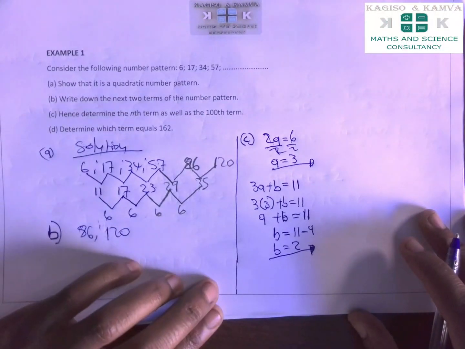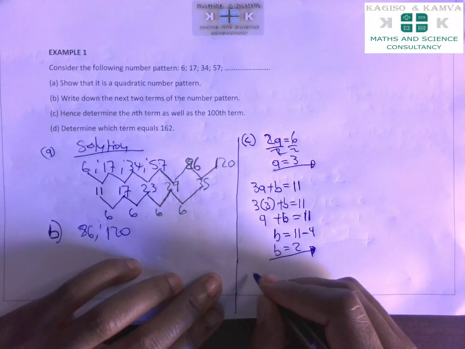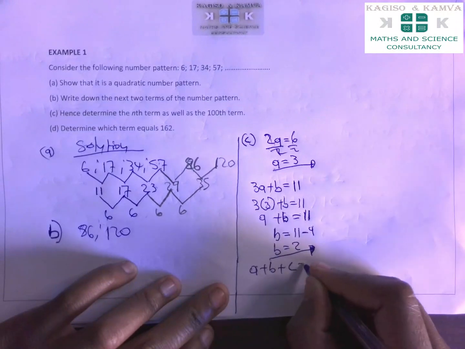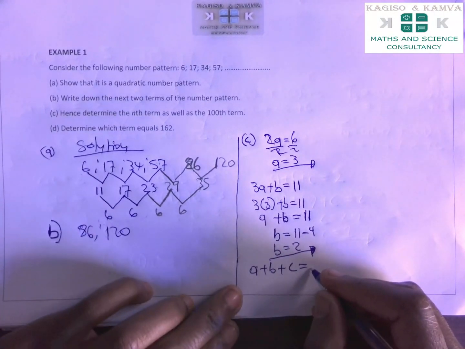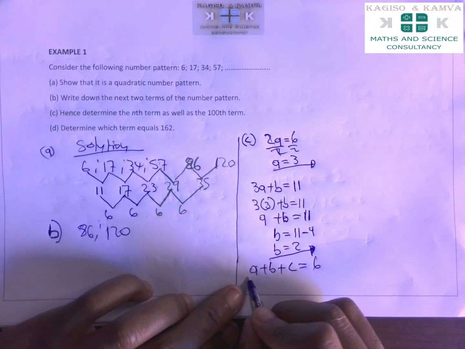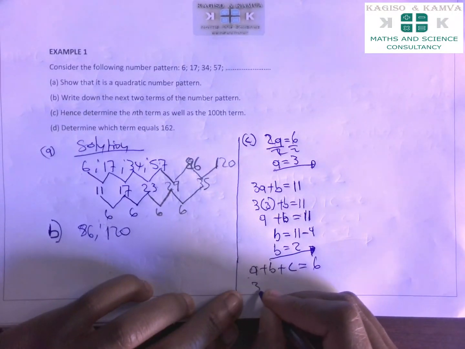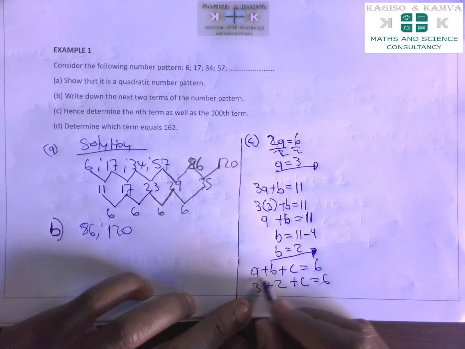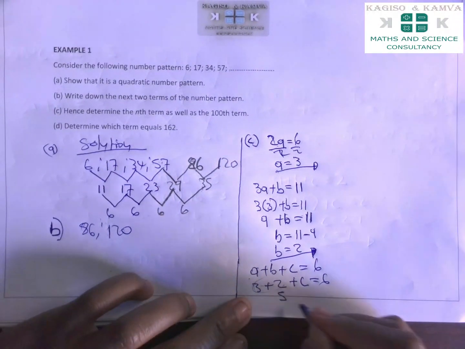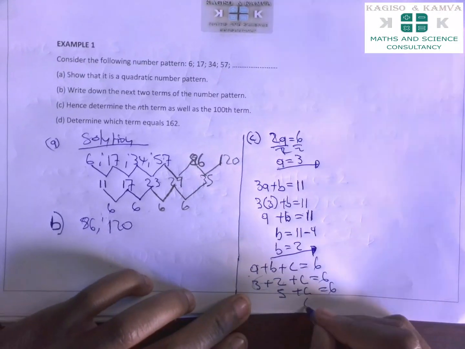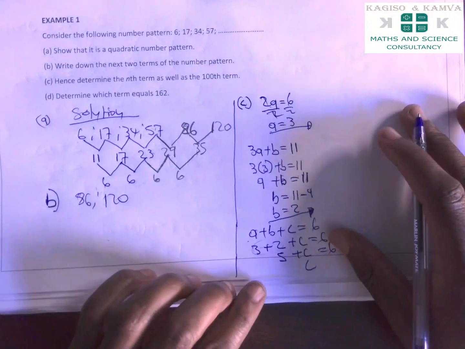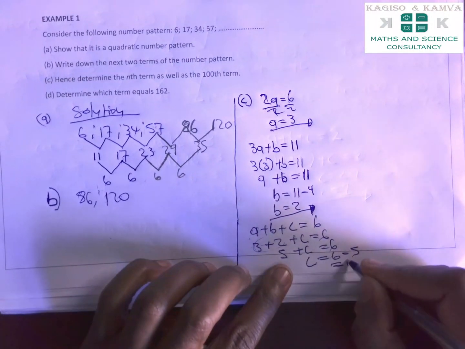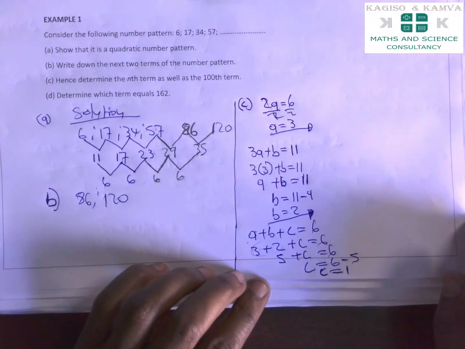Good. But also we know that this 6 is equal to a plus b plus c. That will be 6. But we know that a is equal to 3. So this is going to be 3 plus 2, we just got b here, plus c is equal to 6. So this is going to be 5. This is going to be 5 plus c is equal to 6. C is going to be equal to 6 minus 5, which is equal to 1. C is equal to 1.